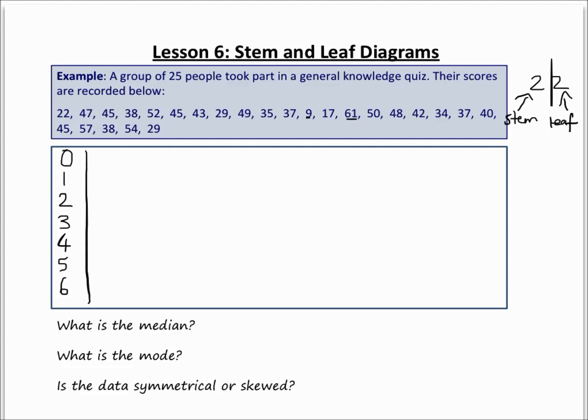So this 22 here is going to go in the row with the 20s, and I'm going to add in the leaf, which is the ones, an extra 2 there. So 47 is going to go here, like this, 47. 45 will now go here. So you can see on the right hand side, I'm just adding in the ones digit. 38 would go here, 52, 45, and so on. So I'm going to go ahead and fill in the rest quickly. You can stop the video here and do the rest yourself as well.